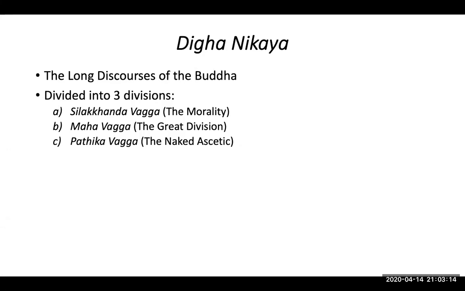Digha Nikaya is the long discourses of the Buddha. It is made up of 34 long discourses, 34 sutras. There are 34 sutras in Digha Nikaya. The length of each sutra is longer than the length of sutras in any other Nikaya. And Digha Nikaya is further categorized into 3 divisions. First one is Silakkhanda Vagga. Second subdivision is Maha Vagga. Third subdivision is Patika Vagga.